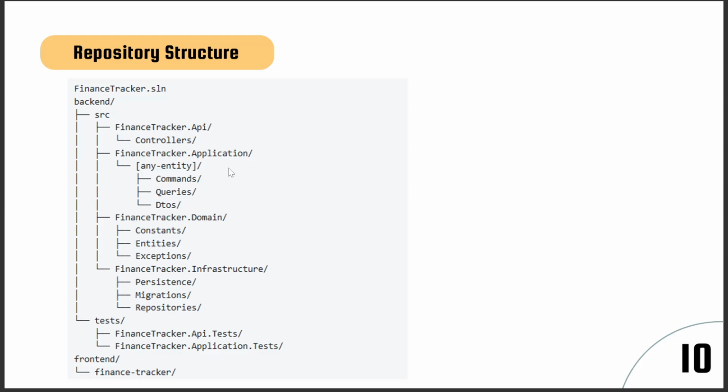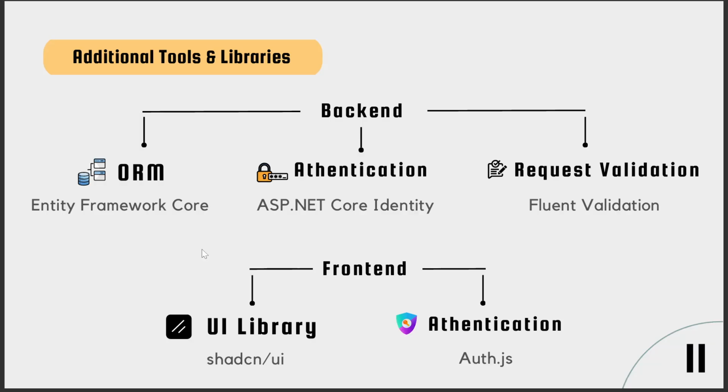The application project contains the use cases, with commands and queries for operations related to each entity. As we have separated commands and queries, we have implemented the CQRS pattern using the mediator package. And the innermost layer, the domain project, contains entities, constants, and domain exceptions.